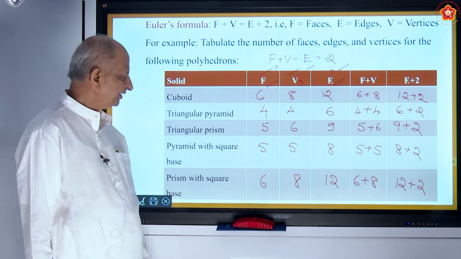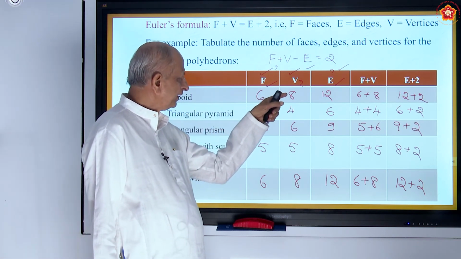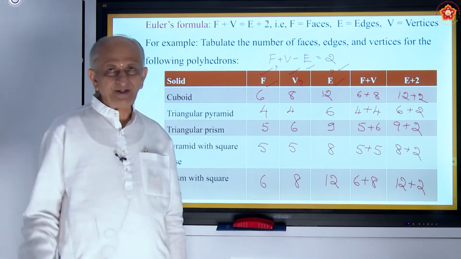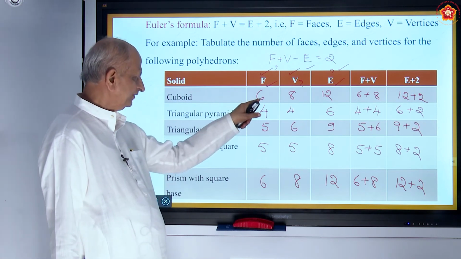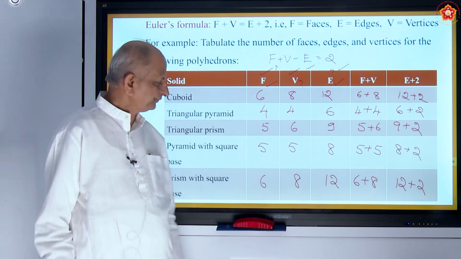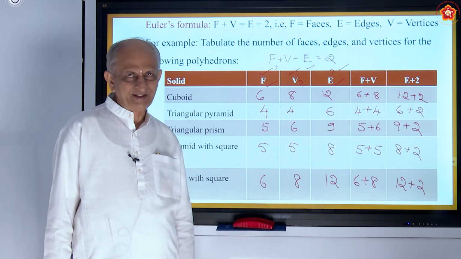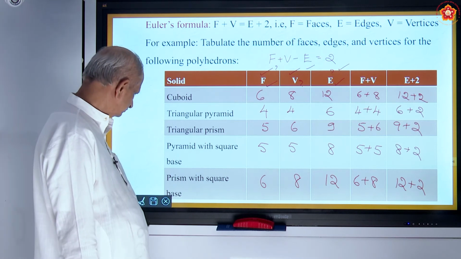Correct? For example, in the same question, a polyhedron has 8 vertices and 12 edges, how many faces does it have? It has 6 faces. What is it called? It is called a cuboid. Like that we can tell, right? So please note down.